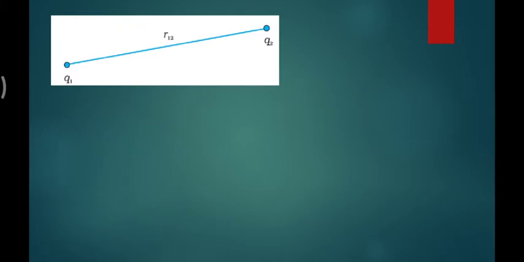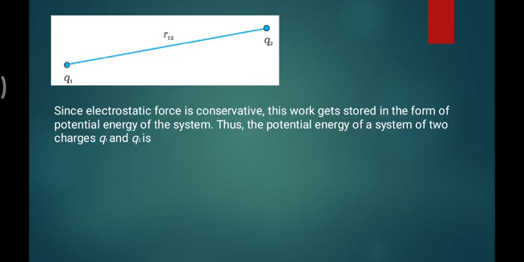And at the end phase we get Q1 and Q2, which are far apart by R12. Now onwards, whatever calculation we do will be according to this base. Since the electrostatic force is conservative, the work you do on the system gets stored as potential energy. This potential energy of the Q1 and Q2 system is expressed by U. See, electrostatic potential is represented by V, but potential energy is represented by U, and we have seen that also in a previous part.